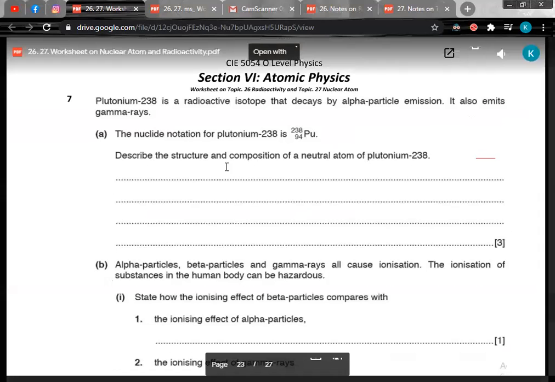Yes, sir. Plutonium is a radioactive isotope. Okay, wait. This one you do not need to read. This one is the same as the question we got before. So same idea. You have to bring the structure and composition like before. Is it clear? Yes, sir. So do you need to see what I did?